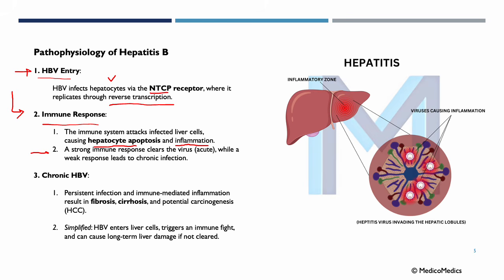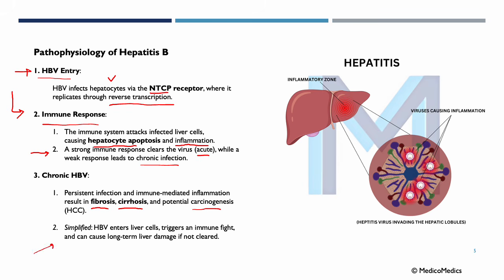A strong immune response clears the virus if it's acute, while a weak response leads to chronic infection. Now, if there is persistent infection and immune-mediated inflammation, we can have fibrosis developing, leading to even cirrhosis and potential carcinogenesis.